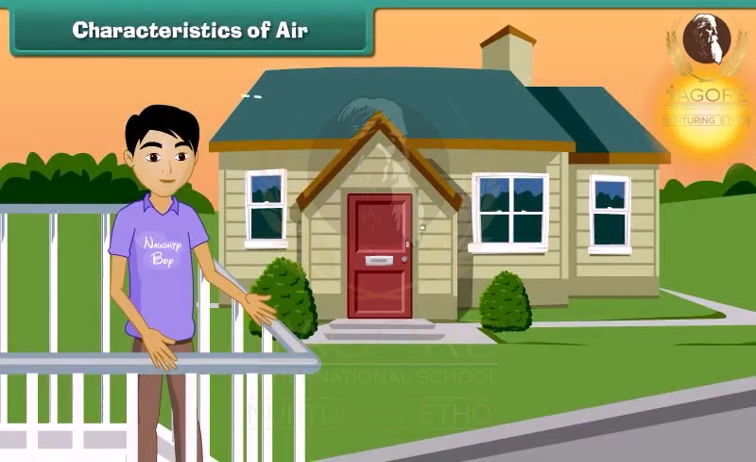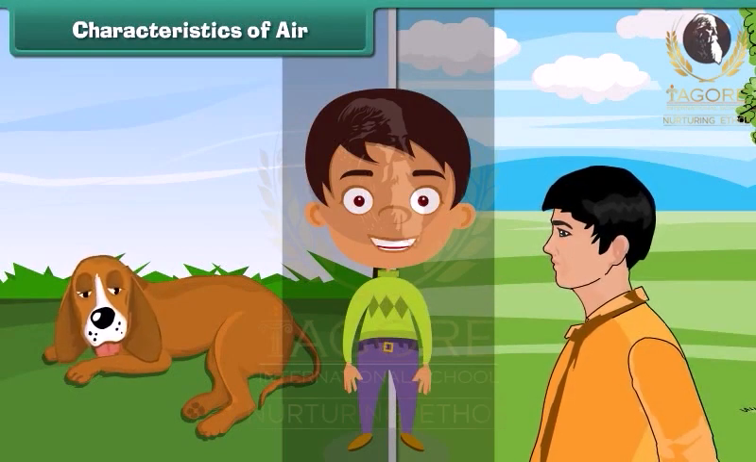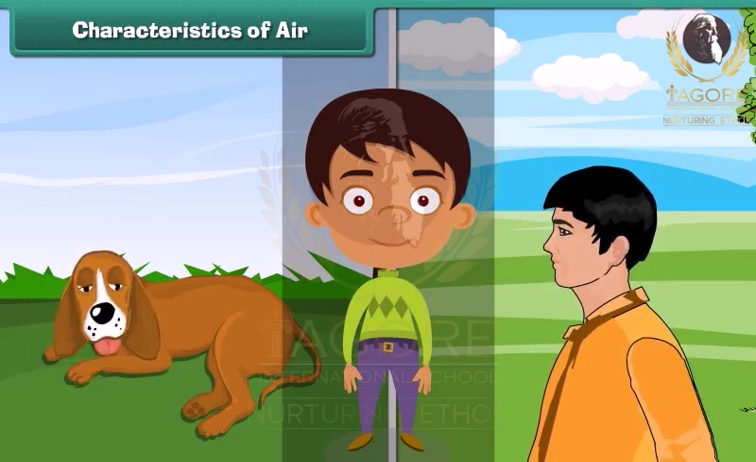Characteristics of air. Air is all around us. All living things breathe in and breathe out air continuously, but we cannot see it. We can only feel it. Air has no color, taste, or odor.